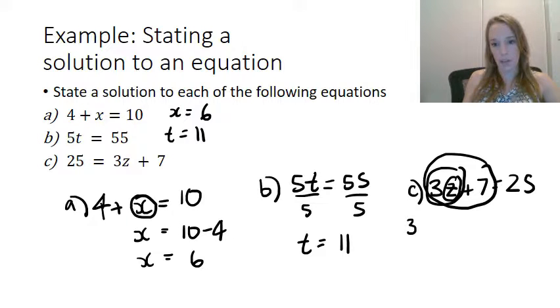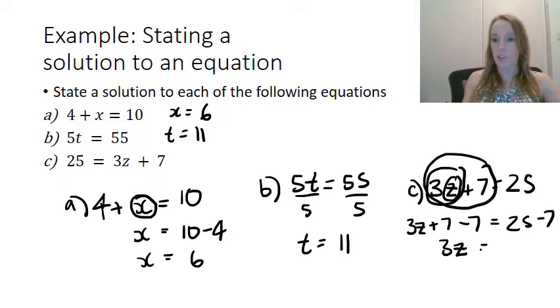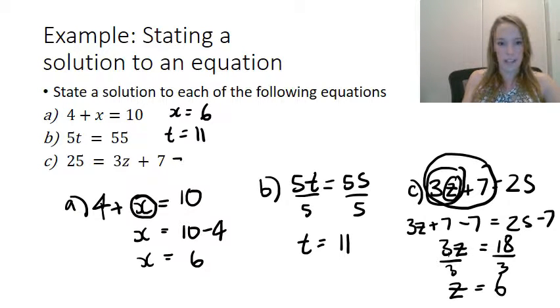So we're going to do 3z plus 7 take 7 equals 25 take 7. So 3z plus 7 take 7 is just 3z, and 25 take 7 is 18. Then we have to divide both sides by 3. Divide by 3, divide by 3. So z equals 6. Our answer here will be z equals 6.